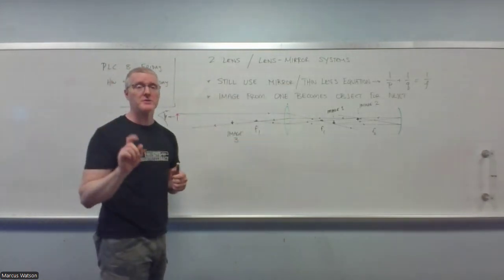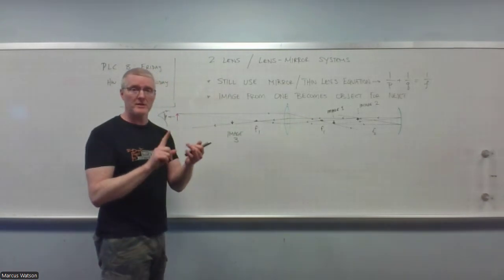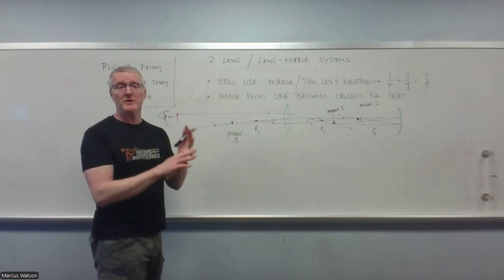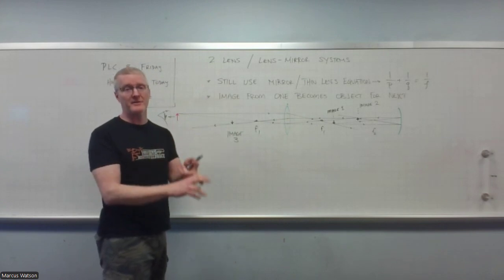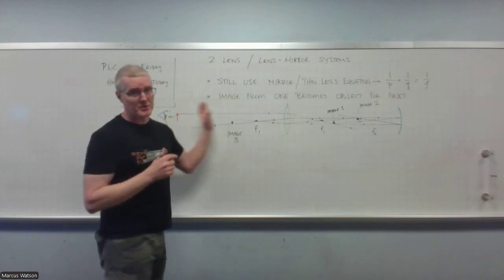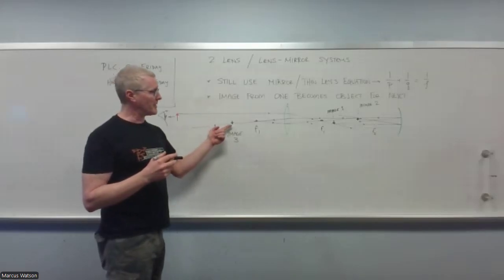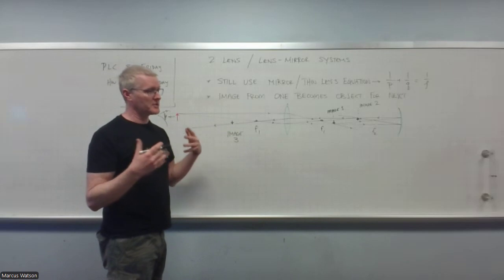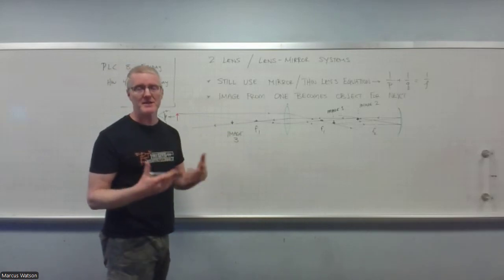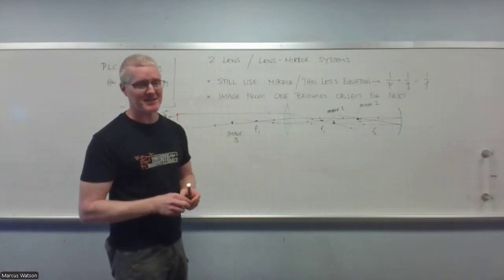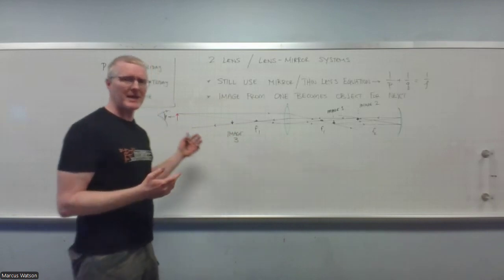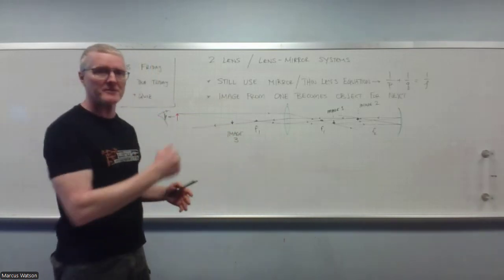The other 3 questions, though, still very important. Real or virtual, magnified or minified, inverted or upright. The answers to those 3 questions are still quite meaningful here. The one in which we're locating the image is simply giving us an idea of what the sign of the image distance is. And ultimately, I don't think we necessarily care if our eye is just out here and we're trying to find an image.